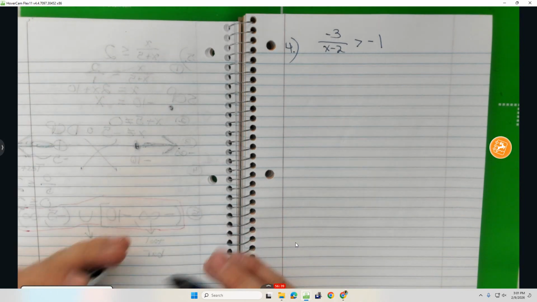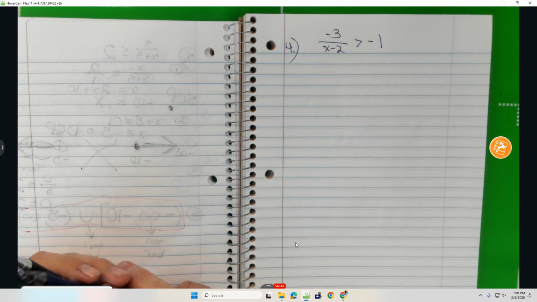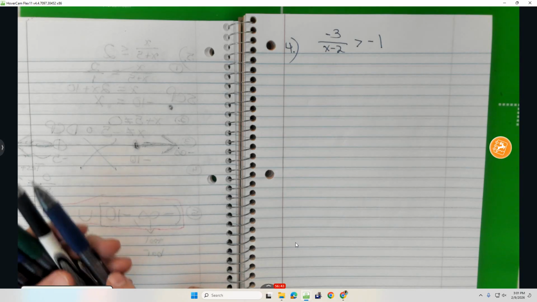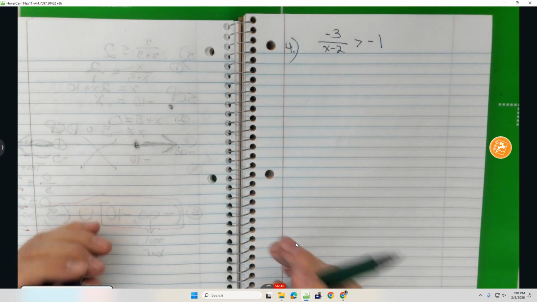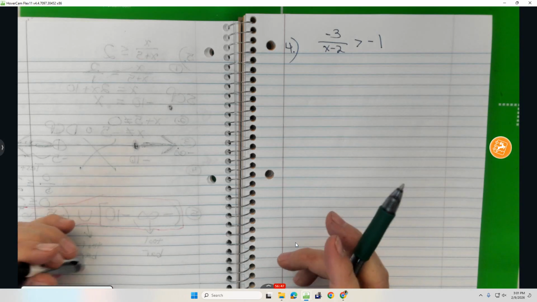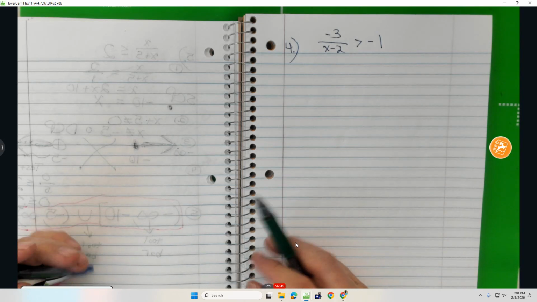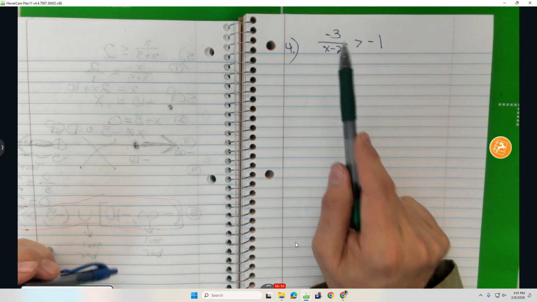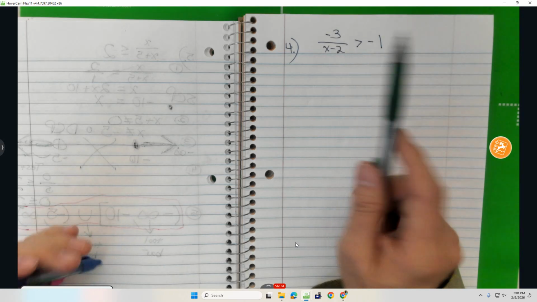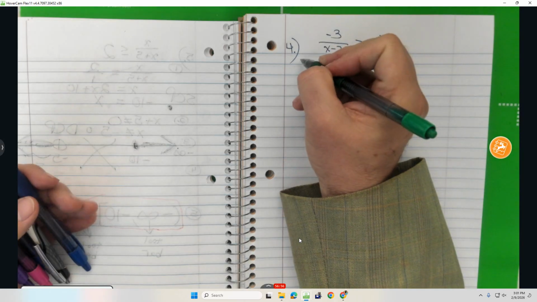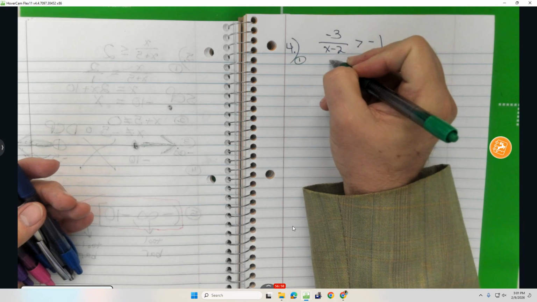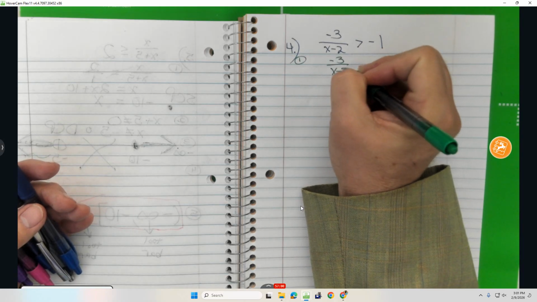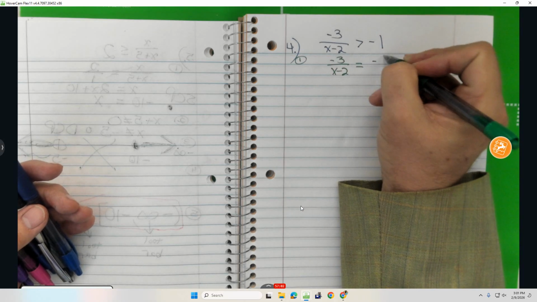Anyway. Okay, -3 divided by x minus 2 is greater than -1. First, are we going to get to skip step number 2 on this one? No, you see the fraction? That means you're going to have to find those denominator cut points. But the first thing we'll do is find our solution cut points. Set -3 over x minus 2 equal to -1.